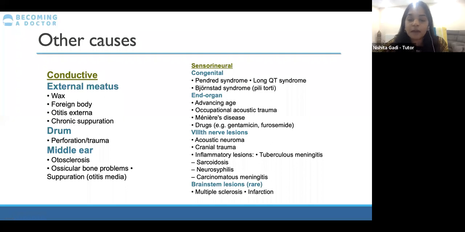You guys might have heard of it. It's not in the scope of this lecture, but it's more to do with balance, so the vestibule. But it can affect hearing as well, because the cochlea is right next to the vestibule, so obviously it could be affected. And then there's also nerve lesions. This is to do with the vestibulocochlear nerve, so there's loads of causes of that.